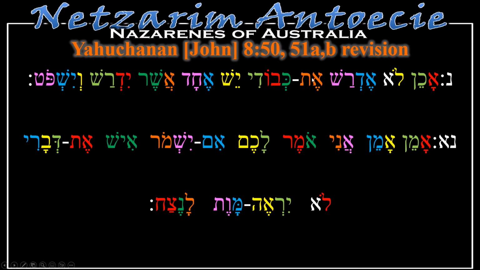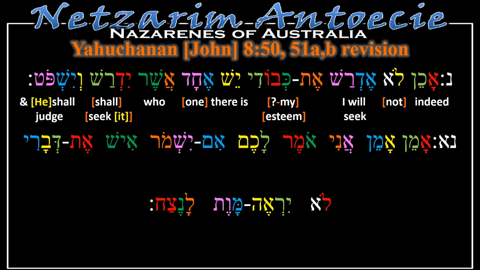And so now we come to our revision. It begins with the nun, which we know has a value of 50. Okay, truly, or indeed, lo not, ed rash, I will seek, et kevodi, my esteem. Yes, there is echad one, asher hu yidrash shall seek, ve'yish pot, and he shall judge. Indeed, not I will seek my esteem. There is one who shall seek it, and he shall judge. Have it nun 50, aleph 1, 51.